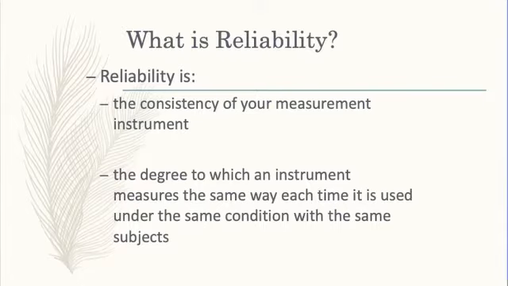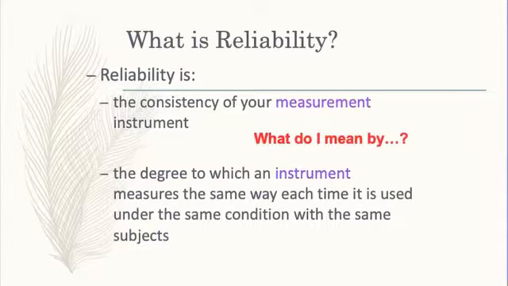So what is reliability? It's the consistency of your measurement instrument. For example, we want to look at the long division scores of students. So we need to have a measurement that is consistent, so we want a measure that is going to reliably give us the same score each time. It is the degree to which an instrument measures the same way each time it is used under the same condition with the same subjects. So what do I mean by this?